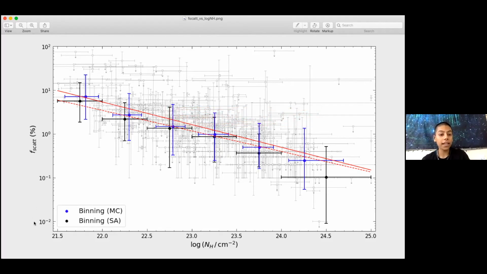So on the y-axis we have the scattered fraction, it's in log, and on the x-axis we have the column density, which is represented as per centimeter square. And in the background we have all the data that we got from the Swift mission, and the blue and the black points are the binned data. We have these bins of column density, and these are the median values of the scattered fraction. So the red line is just from the data, and the dashed red line is from the simulations. And we can see that even if we use the simulations or the actual data, we have this pretty strong negative correlation between these two parameters.